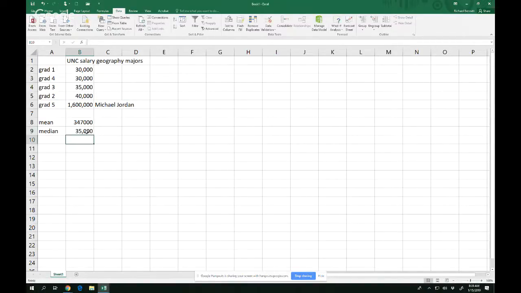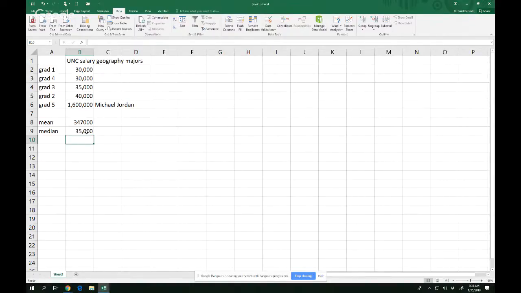Okay? Half of the graduates make less than $35,000. Half of them make more than $35,000. So does that seem like a better representation of what you would make as an average salary than the mean? Yeah, it seems like it, right?